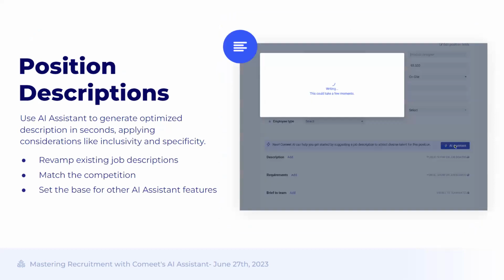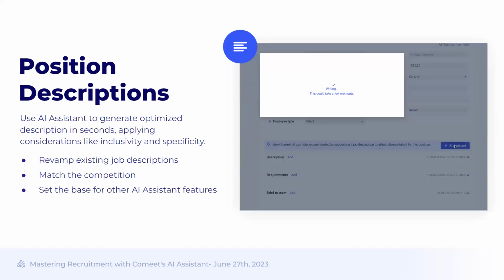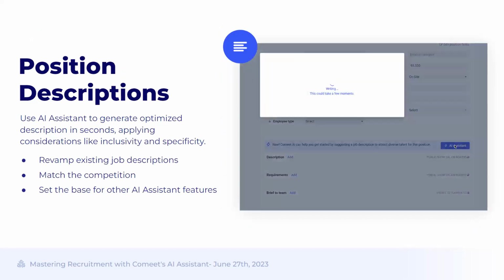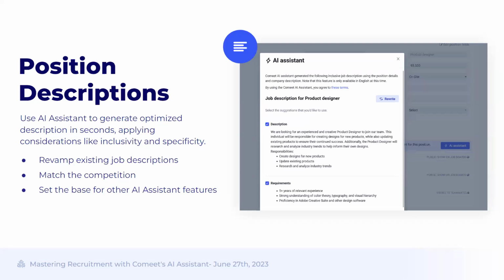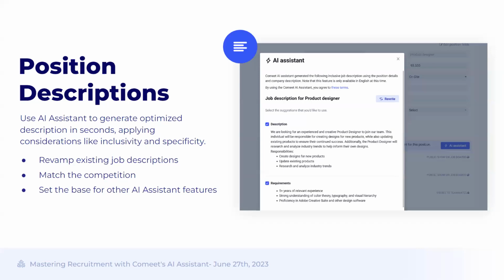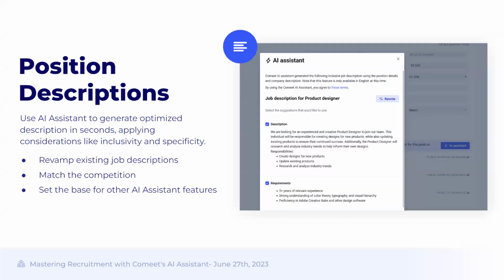Great. So position descriptions. As mentioned, for any new positions that you're opening and you're interested in generating a position description, you'll be able to do that with the AI assistant. You'll also be able to revamp existing job descriptions, sort of match up with the competition. And this will be the base for all of the AI assistant features. So if you want to use the scorecard or interview question features, you will need to have a position description, whether you've written up yourself or you've used the AI assistant.